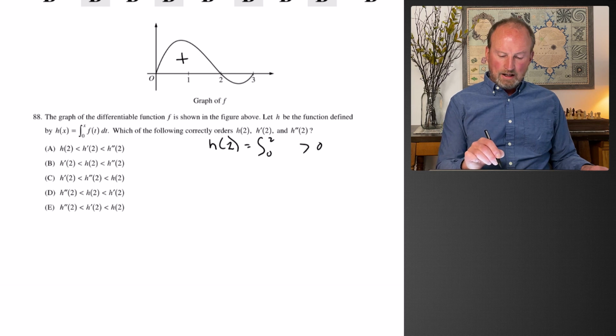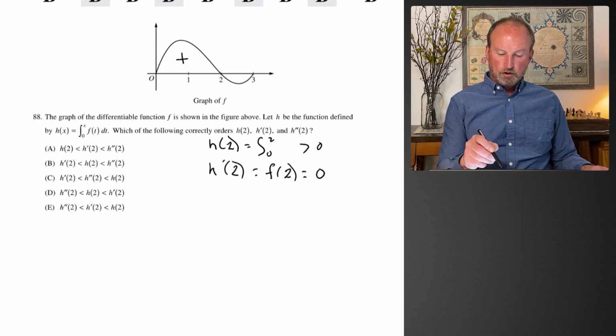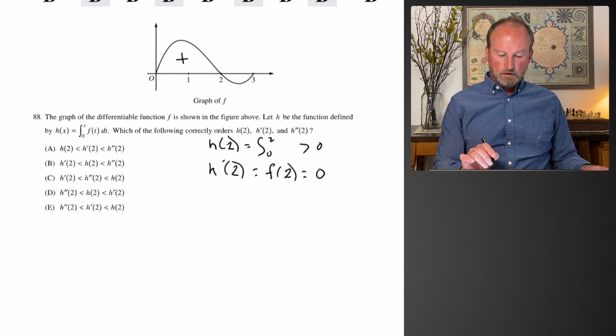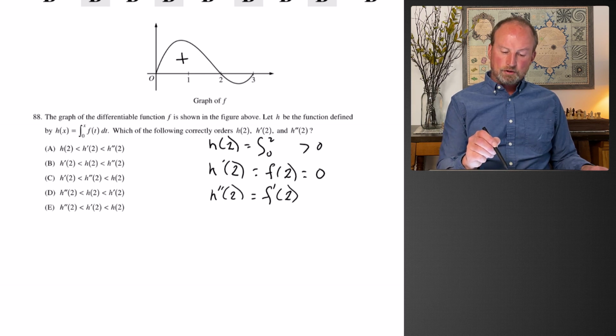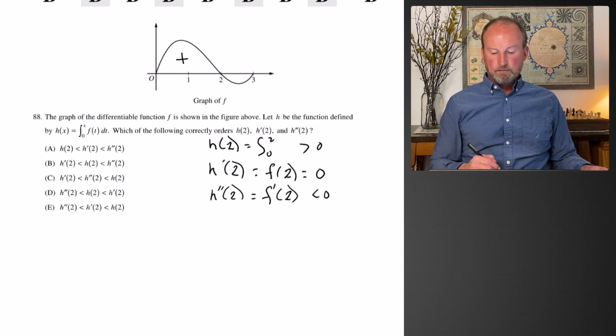Okay, what is h prime of 2? Well, h prime is the derivative of h, which is the derivative of the integral, which is simply f. So h prime of 2 is simply f of 2, which looks like 0. Okay, h double prime of 2. Well, h double prime of 2 is the same thing as f prime of 2. And f prime of 2 is the slope of my curve at 2, which is decreasing, so my slope is negative, so this is less than 0.